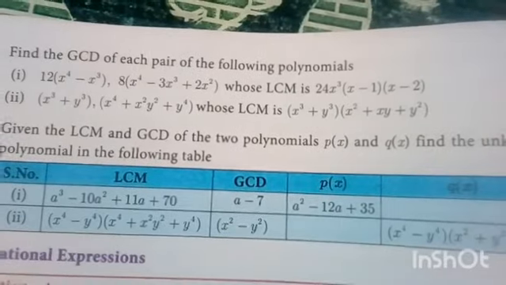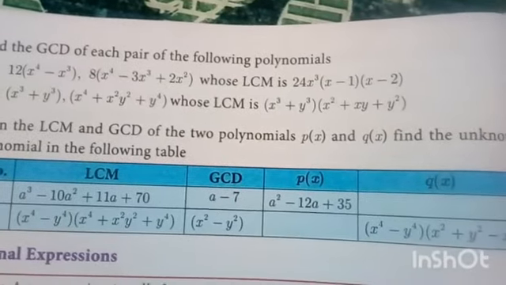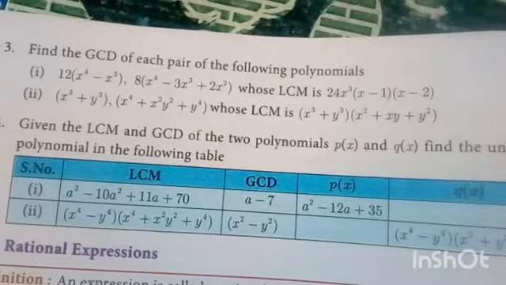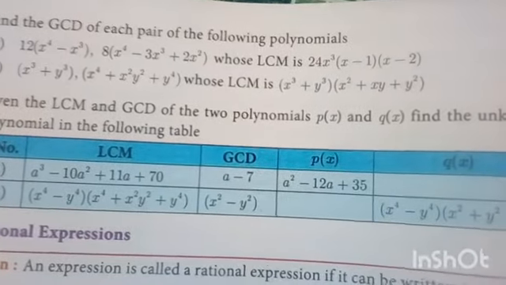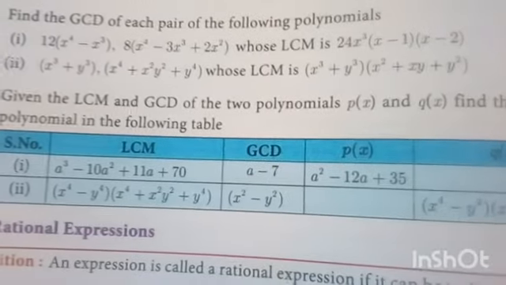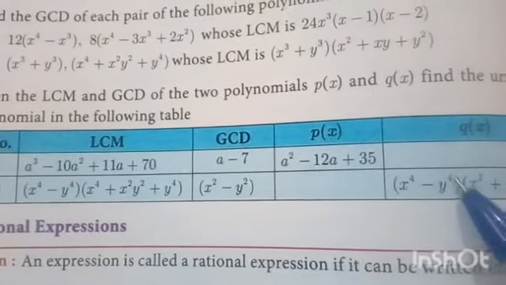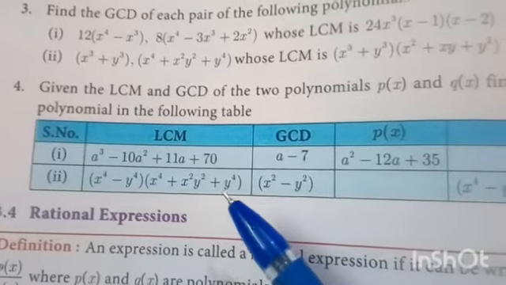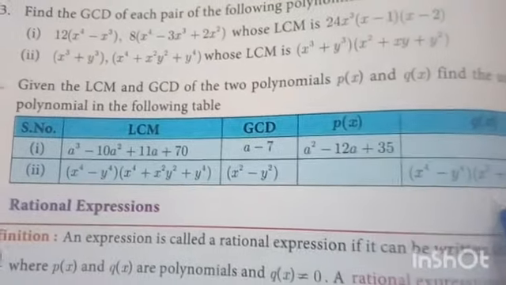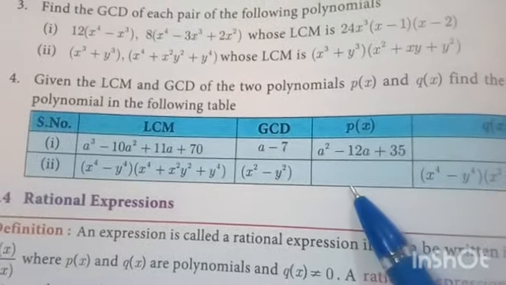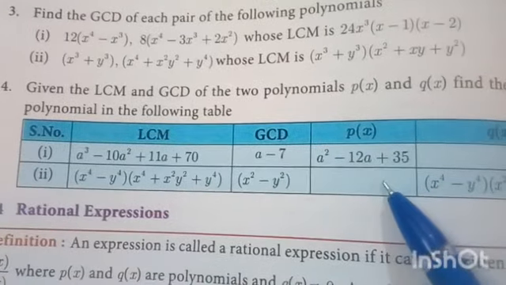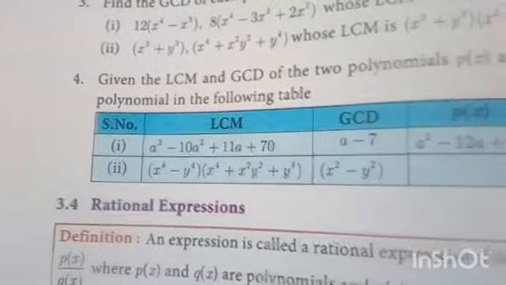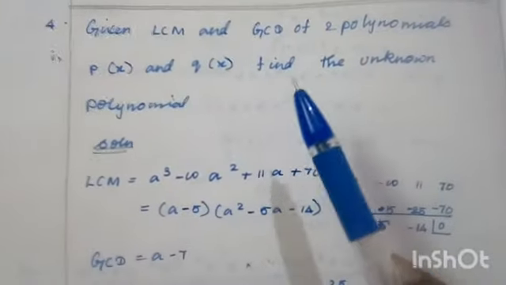For the fourth question, two problems are given: the LCM and GCD of two polynomials p of x and q of x. Find the unknown polynomials in the following table. For the first question, the LCM, GCD and p of x are given, and we want to find q of x. For the second problem, the LCM, GCD and q of x are given, and we want to find p of x. So we have to use that formula. For the fourth problem, what things are given? You have to take and write.